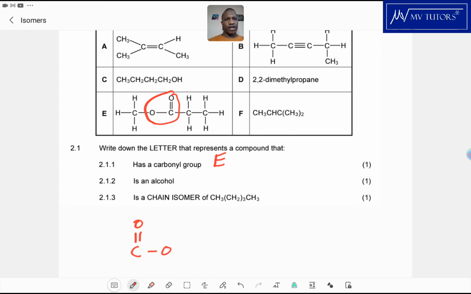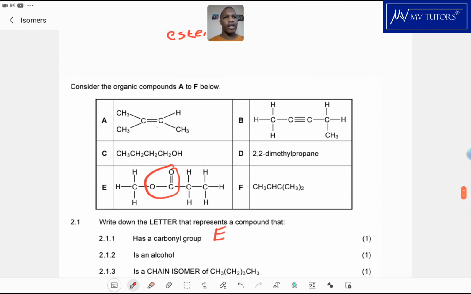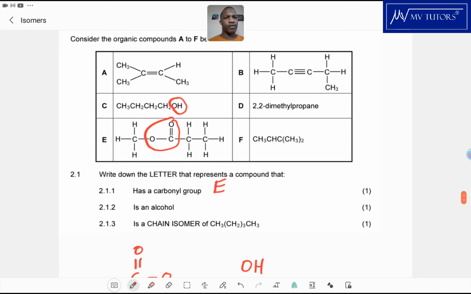Okay. And then it says is an alcohol. An alcohol has an OH group. So we start again. A, an OH is not there. B, OH is not there. C, we have an OH right there. Okay, so our answer is C.